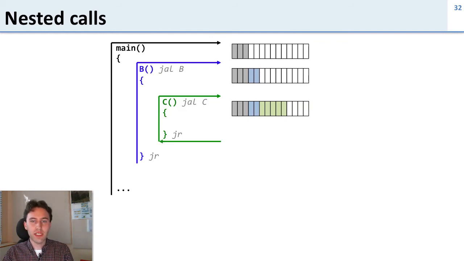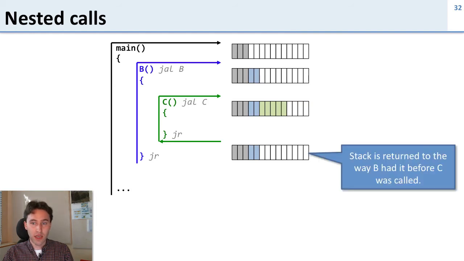But then finally, when C is done, it's going to pop that stuff off the stack. It's going to take those registers, restore them so B has it the way it expects them, return the stack to the way it was, and when we leave C, you see that the stack goes back to just the way B was expecting it. And this is really important. The stack is returned to the way B had it before C was called.